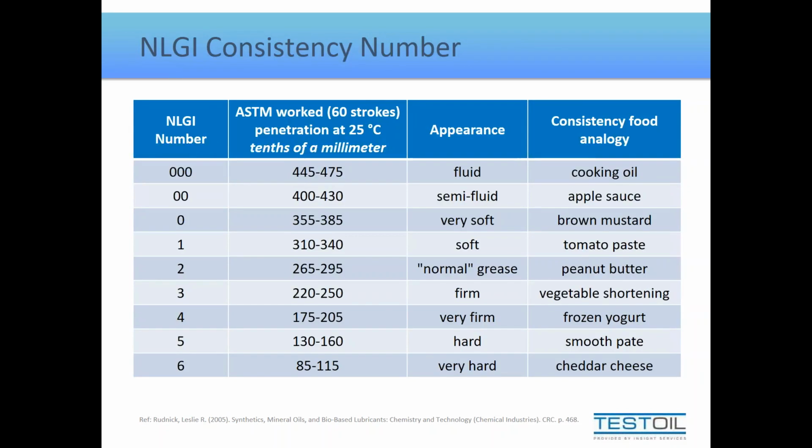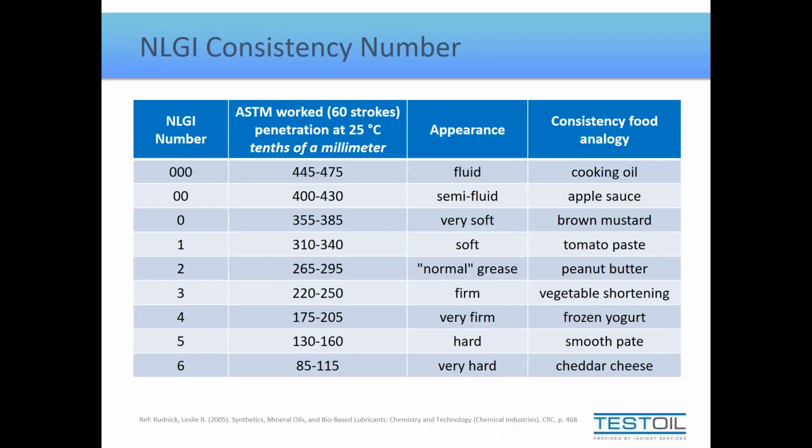Smack in the middle is an NLGI 2. This is the most common grease used here in North America. That's what we consider to be the normal grease, and it has the consistency of about peanut butter. Anything lower than 2 is going to be a bit thinner, less thick, and anything higher than 2 is definitely going to start to feel harder and harder and flow less and less on its own. That's just a quick reference table to help illustrate where we are in the world of greases.